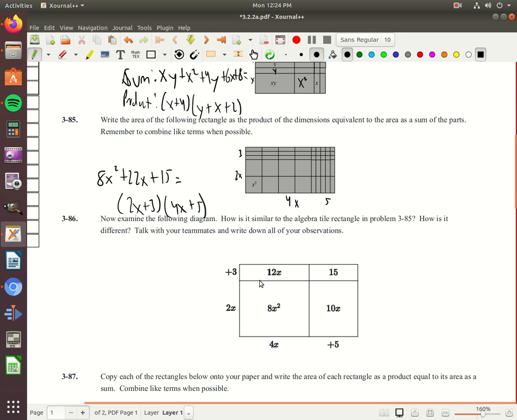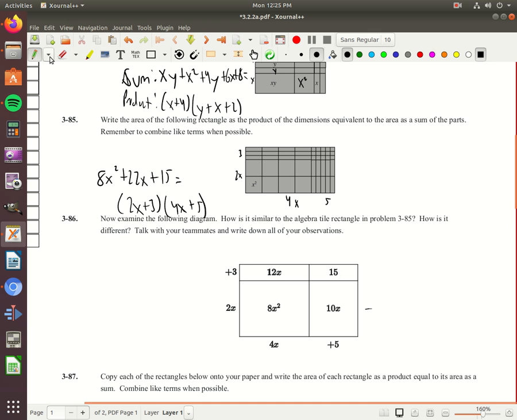Now it says, now examine the following diagram. And you can see this looks a lot like this. The only difference is this is known as an area model, and it's a lot less work. And this is that shortcut that I was talking about, right? So instead of putting all these x squareds in here, and instead of putting all these x's in here and in here and all the ones, right? You don't have to write all that. You can just do a shortcut and say that this equals it.